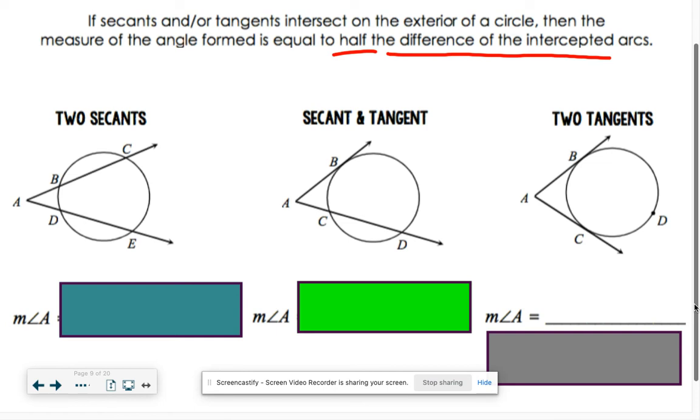I think I might just mess that up. Shoot, you guys. What did I say? If it happens on the inside, you take the sum of your intercepted arcs, divide by 2. When it's on the outside, you take the difference and then divide by 2. I probably just confused you more there.